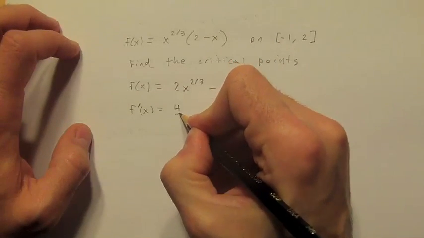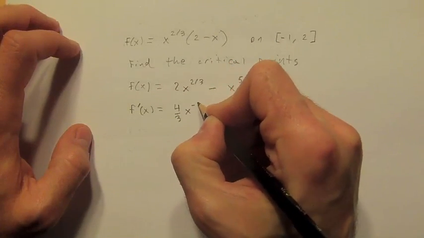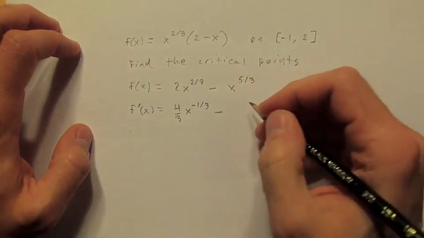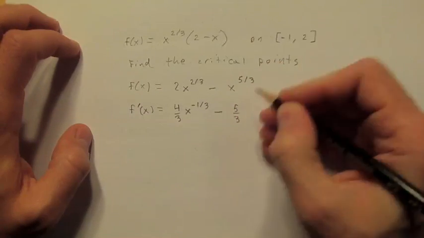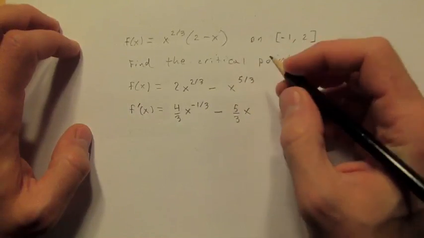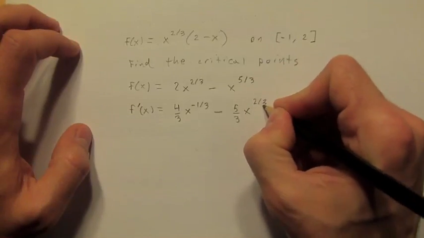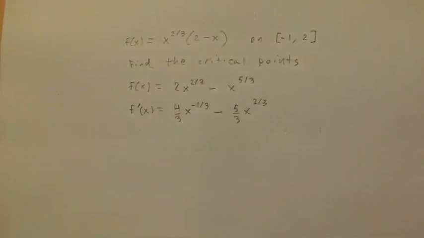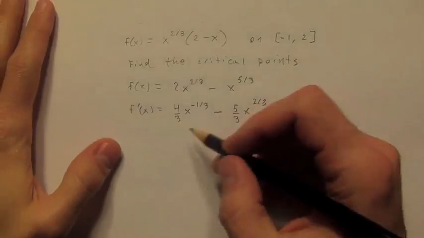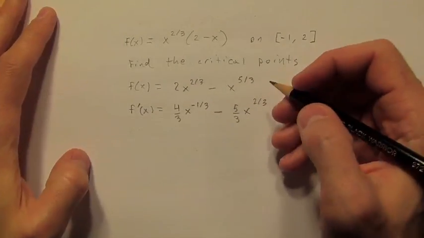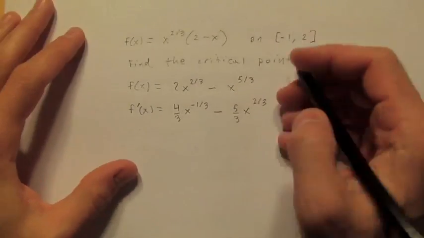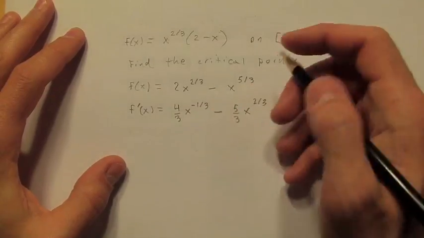So I'll get 4/3 x to the -1/3 minus 5/3 times x to the 2/3. Okay, now this is kind of a crazy problem to deal with, because it's going to involve both. We're going to have both a place where it equals 0 and a place where it's undefined.